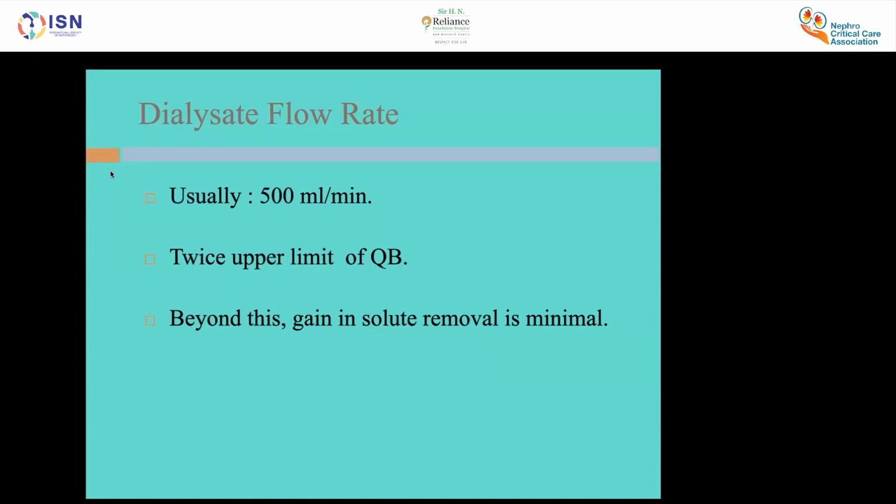Dialysate flow rate. It is usually 500 ml per minute, that is, twice the upper limit of blood flow. Beyond this, the gain in solute removal is minimal. So the maximal dialysate flow rate will be 500 ml per minute.